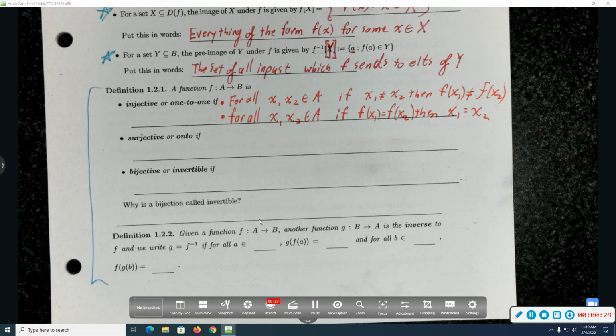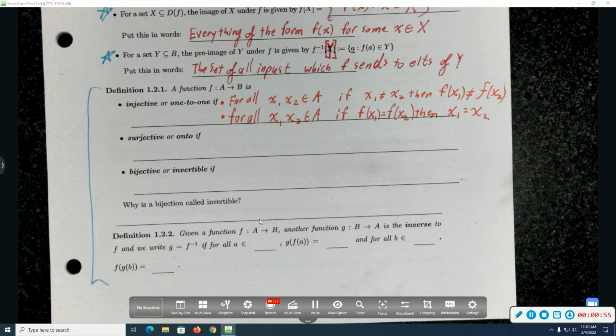A function is called onto if, and I'll leave out the at least once, just if it's hit at least once. It can't be hit half the time. And so let's parse that out into something formal.